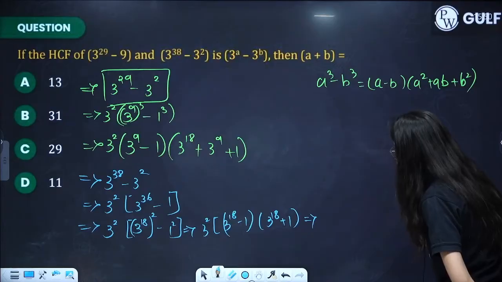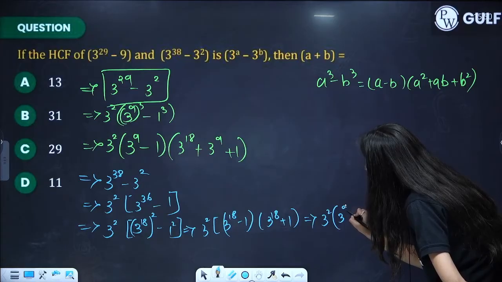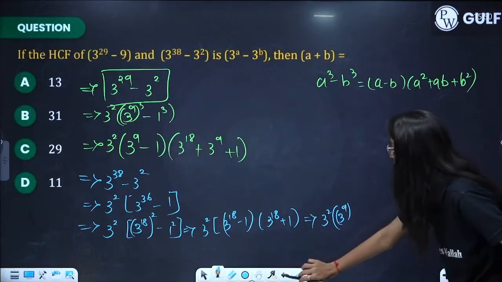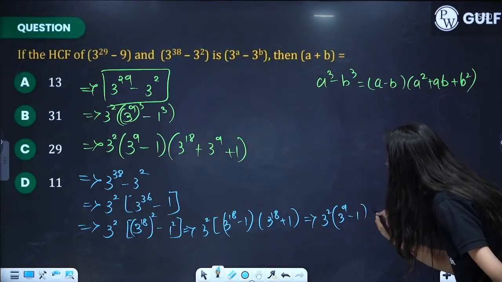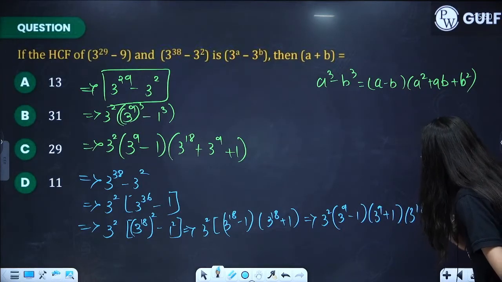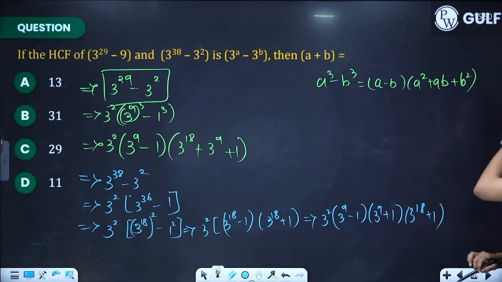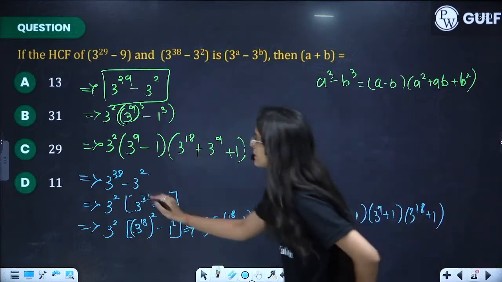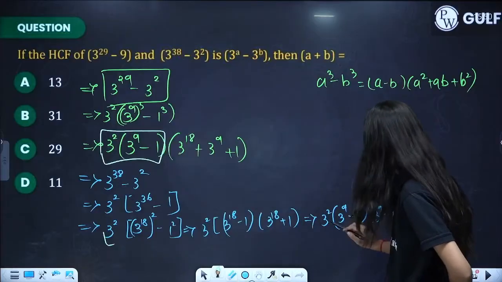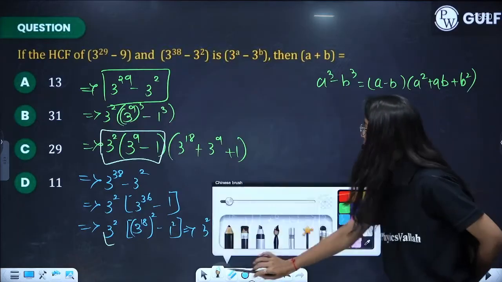Rewriting this again, I'm getting 3 square, 3 raised to 9 square minus 1. So again a square minus b square I'm having. I'm directly writing it down. 3 raised to 9 minus 1, 3 raised to 9 plus 1, and then 3 raised to 18 plus 1. Now from factorization of both the expressions, what you might observe is here I'm getting these two terms as my HCF: 3 square and 3 raised to 9 minus 1.